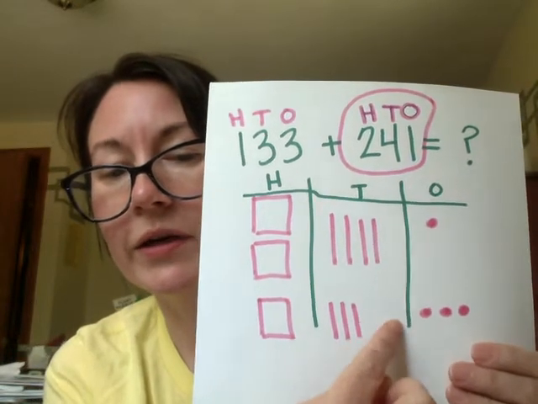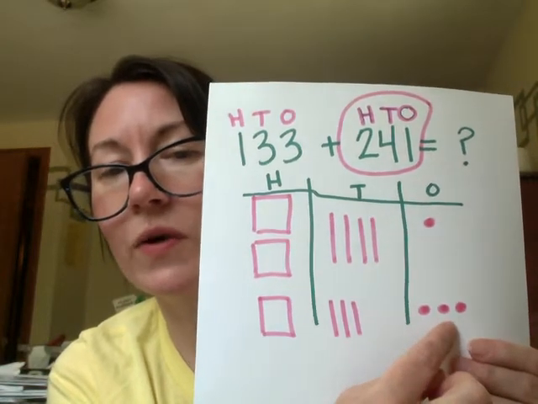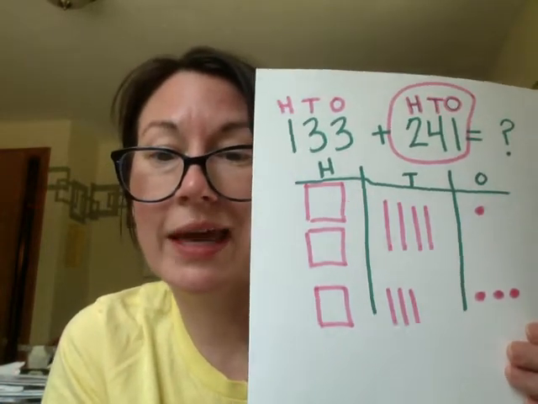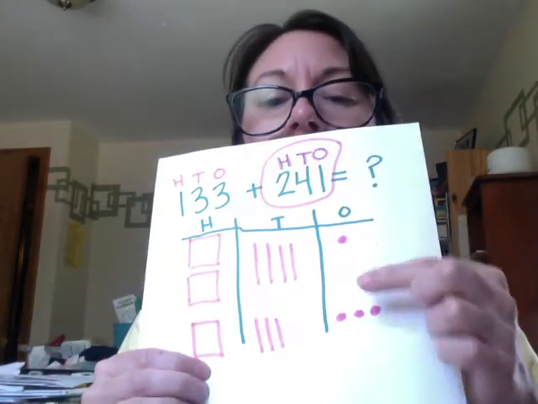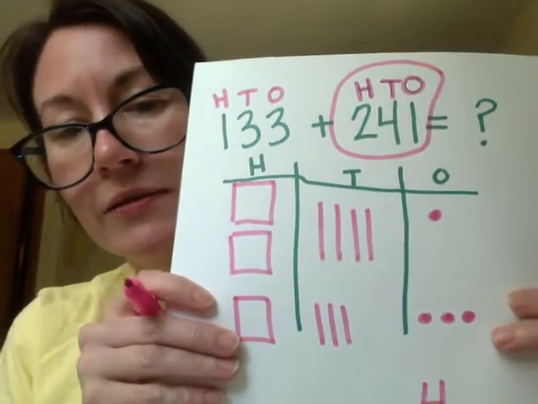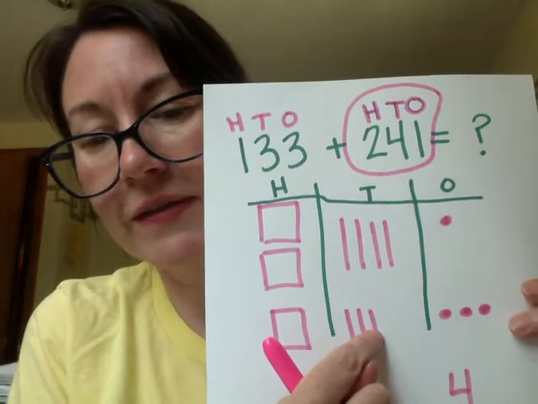Now how do I get the answer? I can just count them. Let me count them. Let's see, I'm going to start with my ones. 1, 2, 3, 4. So I'm going to write that number down. 4 ones. Now I'm going to count my tens. 1, 2, 3, 4, 5, 6, 7. All right, I'm going to write that number down. And then my hundreds. Oop, wrong end. 1, 2, 3. So I'm going to write that number down.